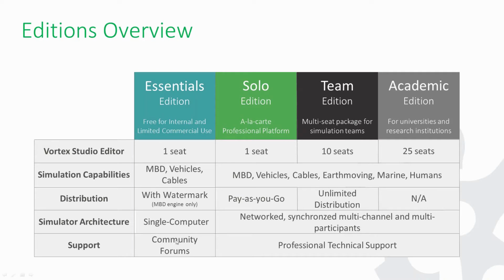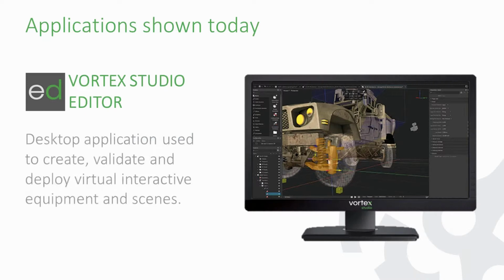So one other thing to keep in mind is Vortex Studio Essentials works on single computer simulator architectures, because it's a single node license. If you upgrade to one of our premium editions, you get full network and synchronized multi-channel simulator architecture support.